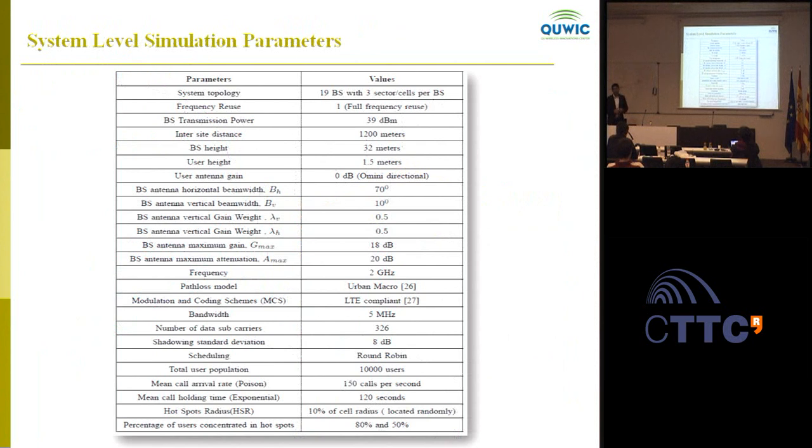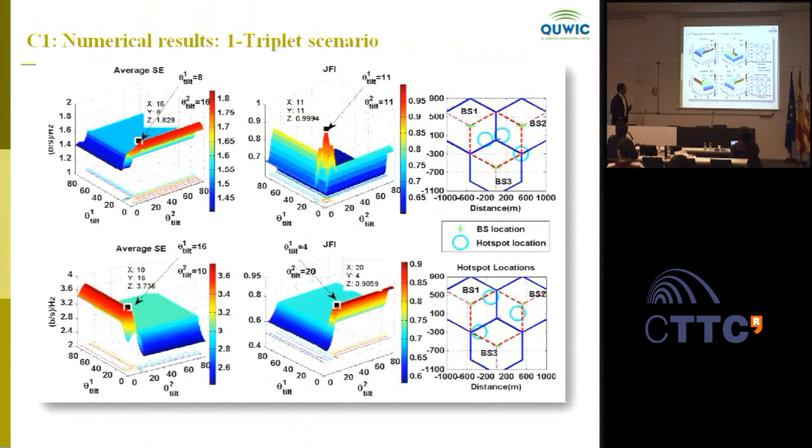Now it comes to evaluation of this solution. These are the simulation parameters, system level simulation. Messinessa explained how it works yesterday. These are the parameters we used. And based on that, before going to the system level simulation, again some numerical results which show what happens if the hotspots move their locations.